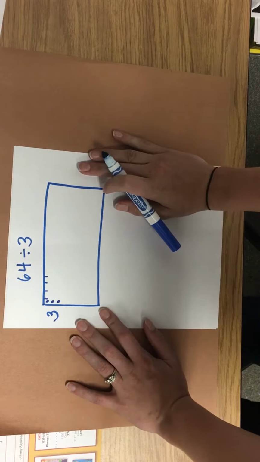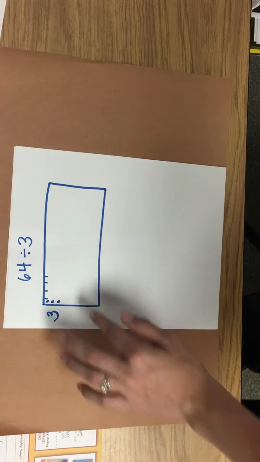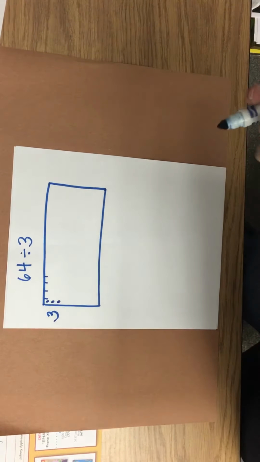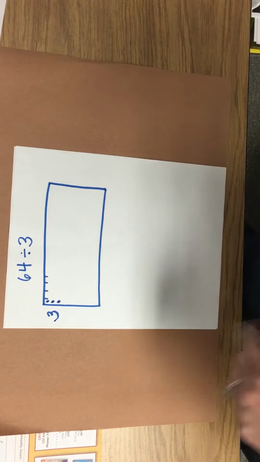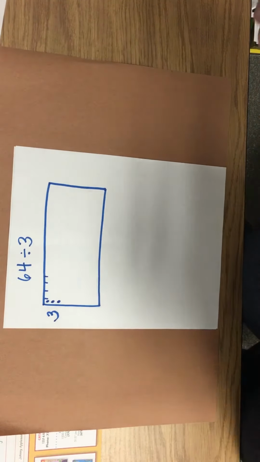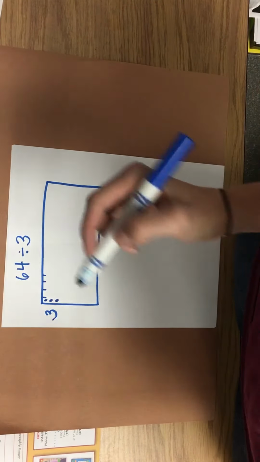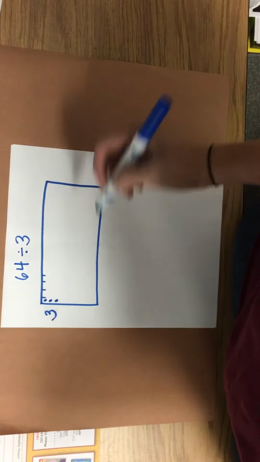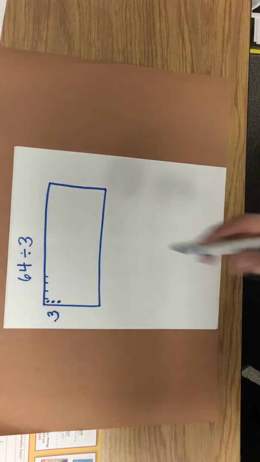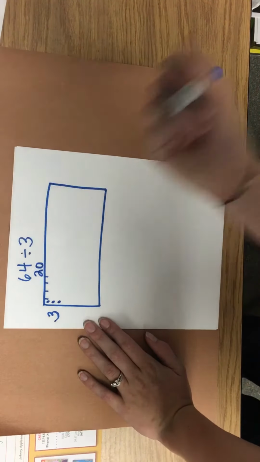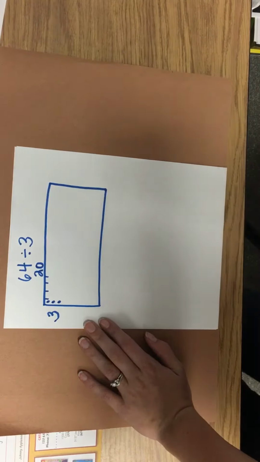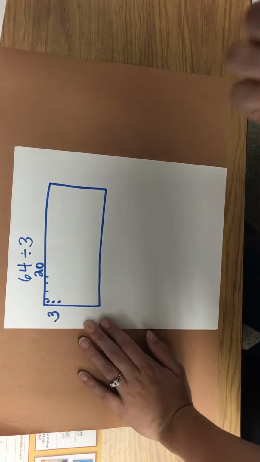Okay? So now I'm thinking in my head, just like I did with the partial products that we learned, what factors, what friendly numbers can I multiply 3 by to get me close to 60 without having to sit and count out 64 different boxes? So what I'm going to do is I know that 3 times 20 is 60. That's close to 64 without going over. It is a friendly number.